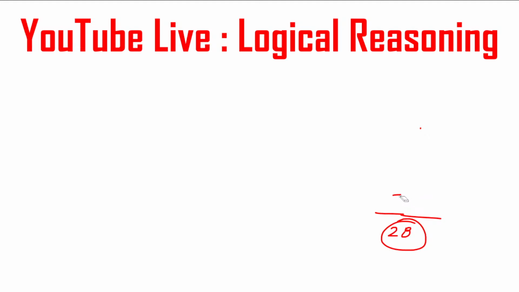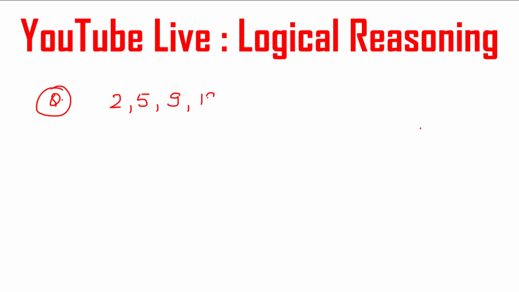So let's rub this off. Okay, so now I'll give you the next question. So we'll write a Q here. All right, so the next pattern is 2, then we have a 5, then a 9, then 19, and then we have 37, and then we have a question mark.